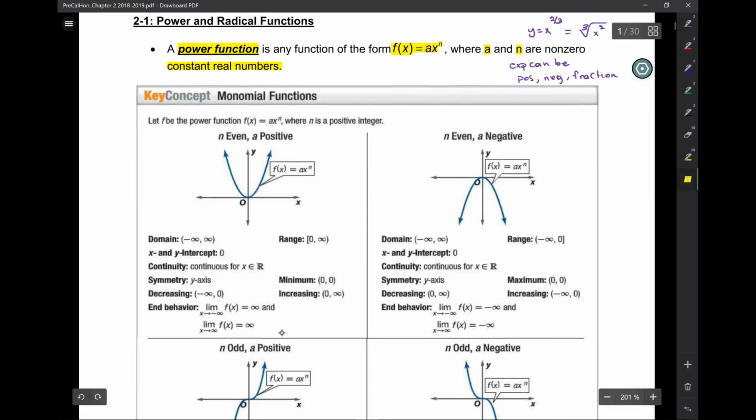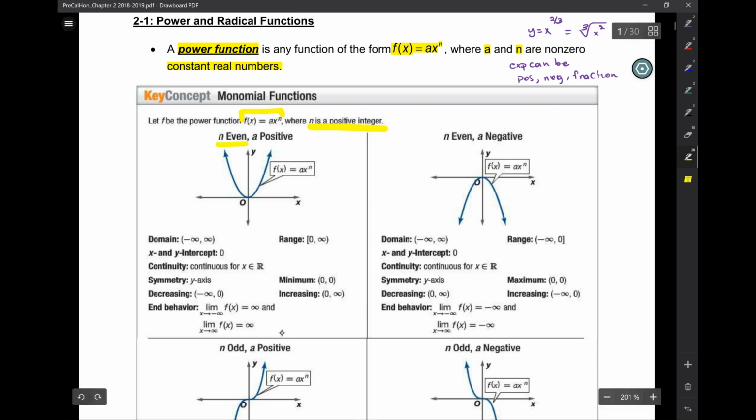All right, so let's talk about the case where the exponent is an integer. Suppose f is a power function that looks like this: ax to the n, where n is a positive integer, right? That means 1, 2, 3, 4, and so on, right? Okay, so let's think about this for a minute.